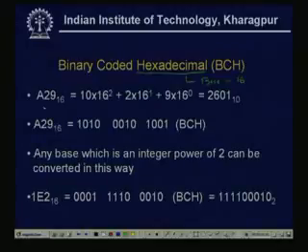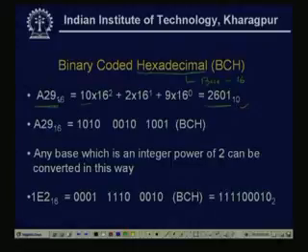Again we take one example. So, this is my hexadecimal number A29. So, A means 10. If I want to convert that into decimal, it is 10 into 16 squared, because A's position is 2, plus 2 into 16 to the power 1 plus 9 into 16 to the power 0, which becomes 2601 in the decimal number system.